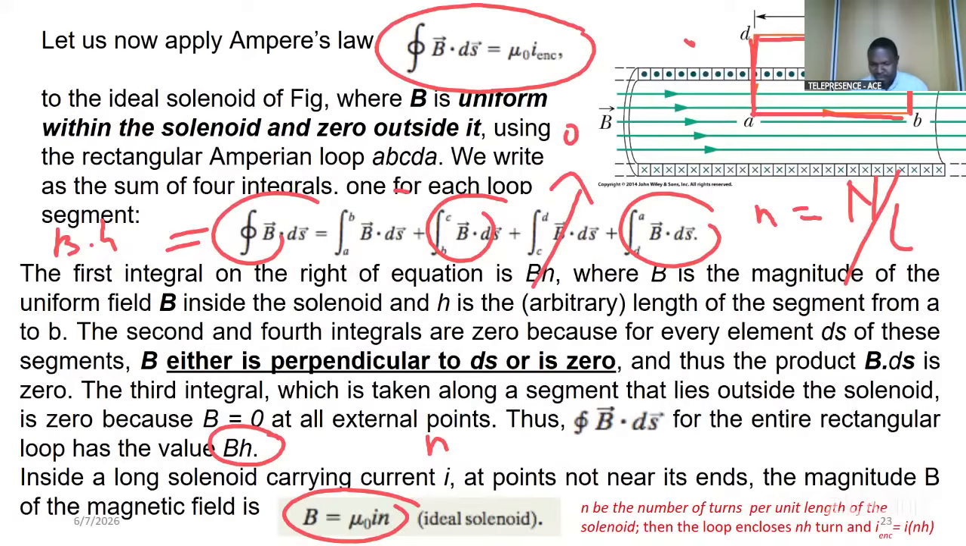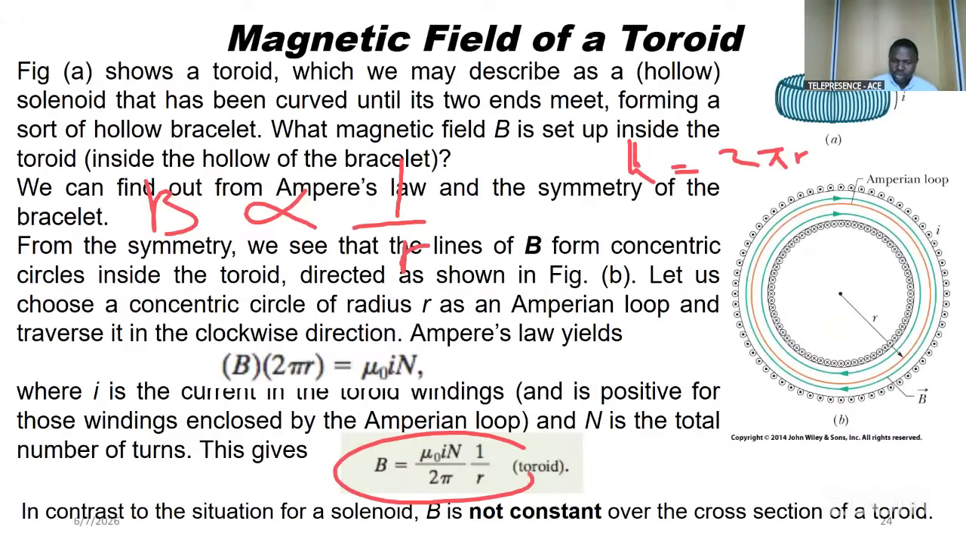I'm trying to recap what I said earlier. The magnetic field for the solenoid is equal to mu multiplied by the current multiplied by the number of turns per unit length for an ideal solenoid. For a toroid, the magnetic field is inversely proportional to the radius, that is, to the radial distance.